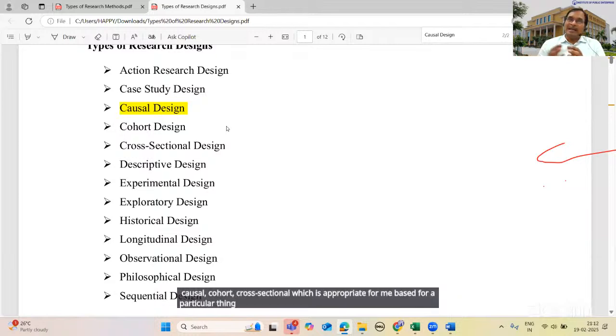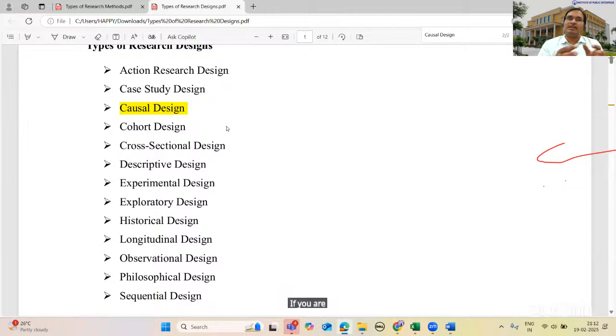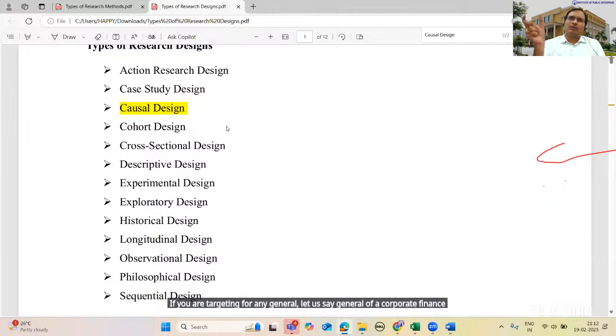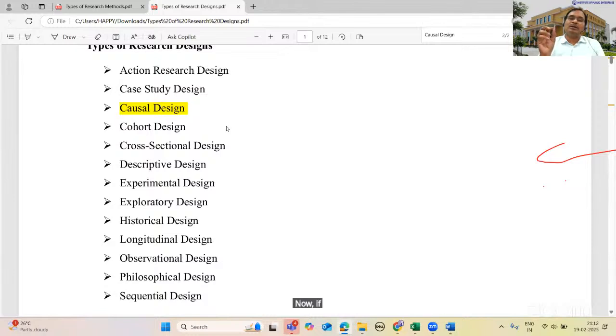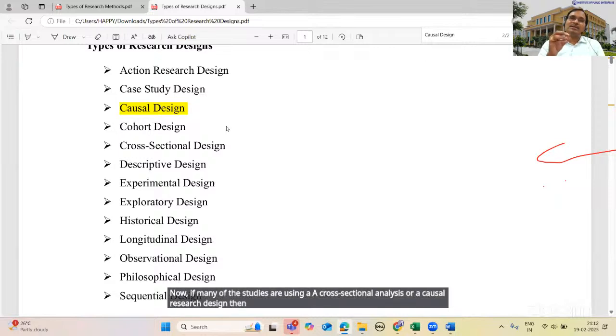thing. And when you are looking at journals, if you are targeting any journal, let us say Journal of Corporate Finance, look at what articles are published in the Journal of Corporate Finance and what kind of methodology they used. Now, if many of the studies are using a cross-sectional analysis or a causal research design, then your research design should also be a causal research.